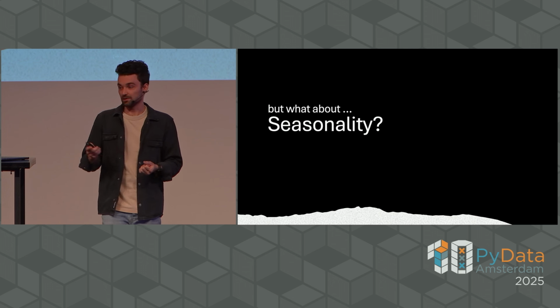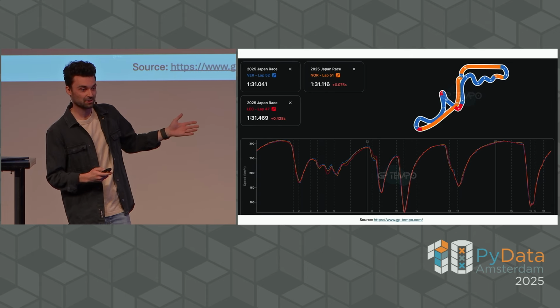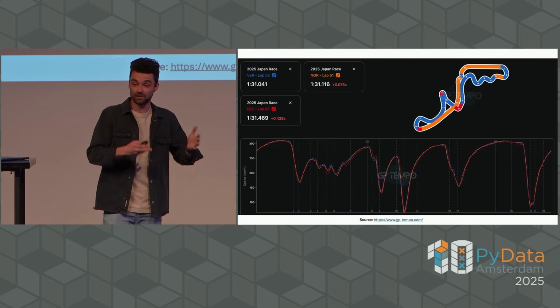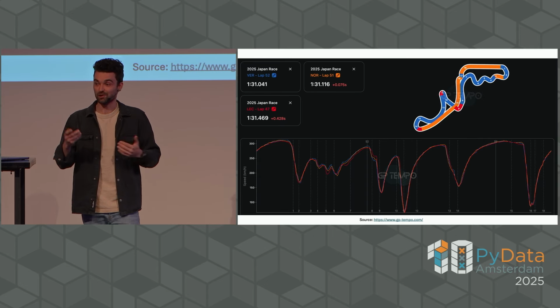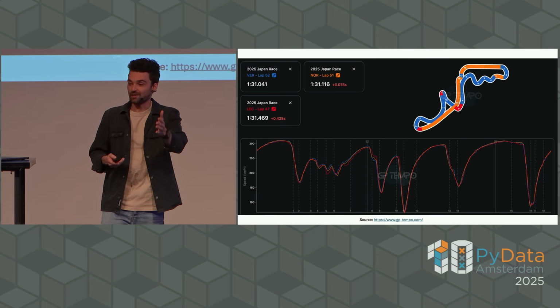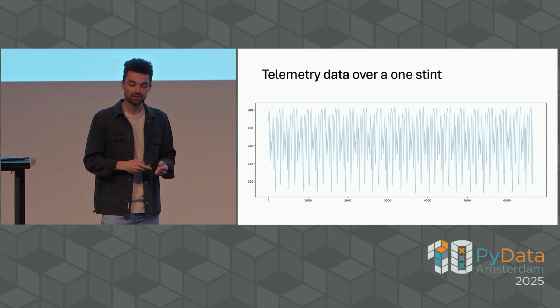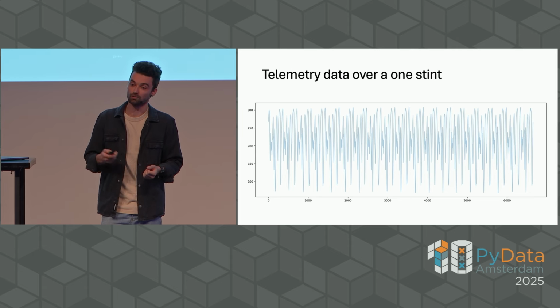Then let's talk about seasonality. I already introduced it at the beginning. We have telemetry data, a very interesting data set. You can compare all kinds of things between drivers. We already see the red line and the blue line and the orange line sort of deviating a little bit from each other. But let's model the telemetry data over one stint.